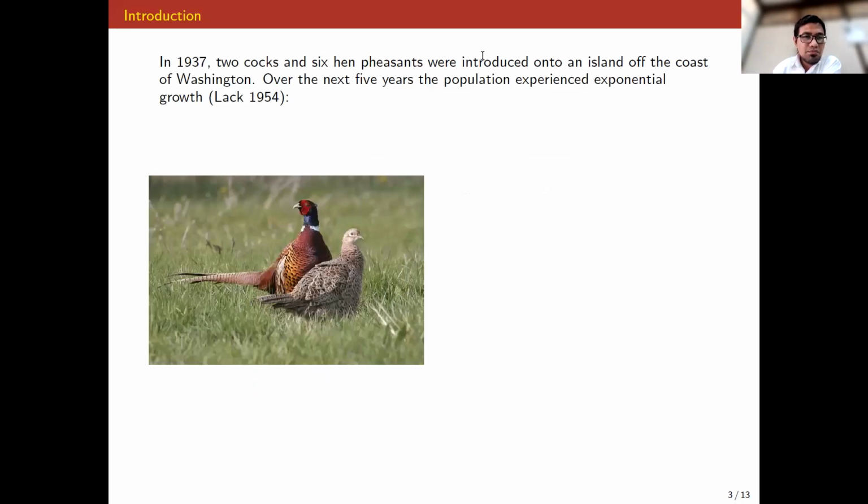Okay, this is an example of a real phenomenon, a real case. So in 1937, two cocks and six hen pigeons. I don't know what kind of species this is, so I tried to translate it in Google. Pigeon is burung pegar, is that correct? Burung pegar.